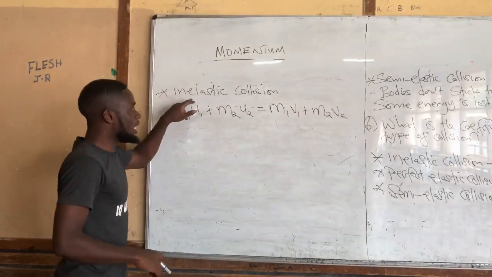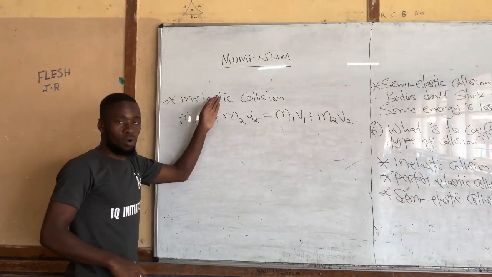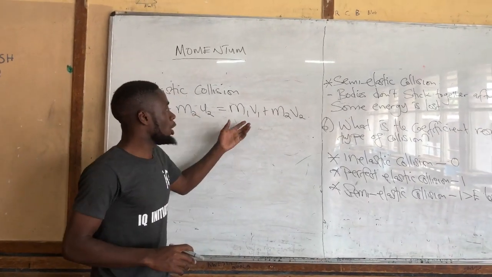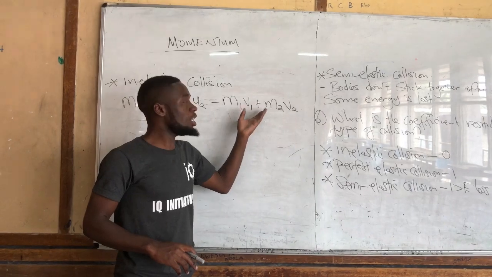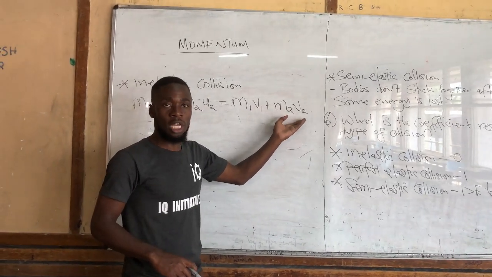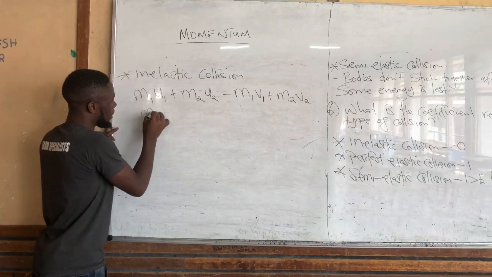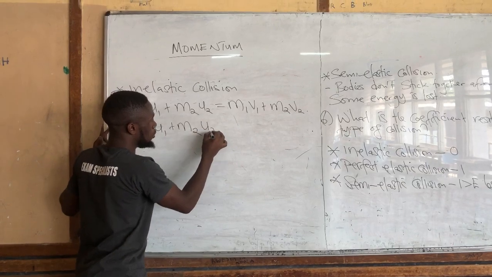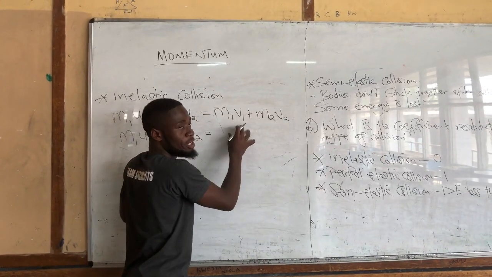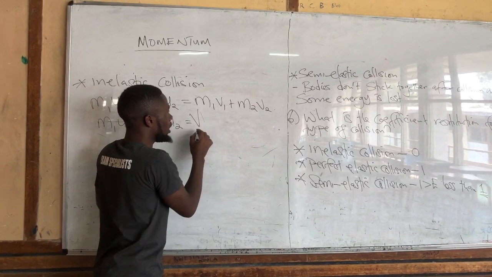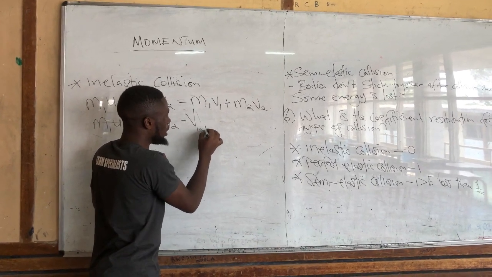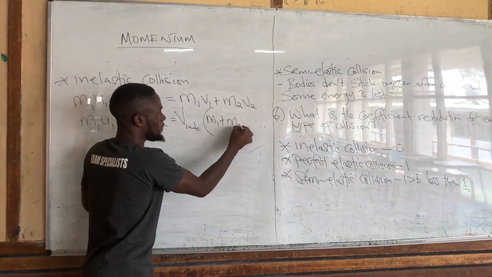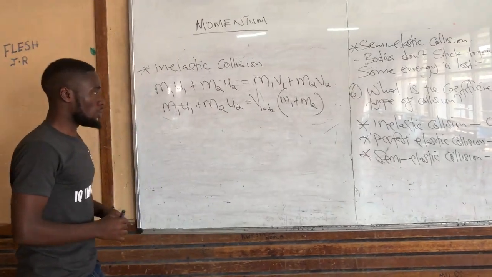But in this inelastic collision, we are told that after collision, the bodies will stick together. So they will only have one final velocity, the same final velocity. So the equation will be m1 u1 plus m2 u2 equals, you need to factor out the velocity here, v, and you remain with m1 plus m2.